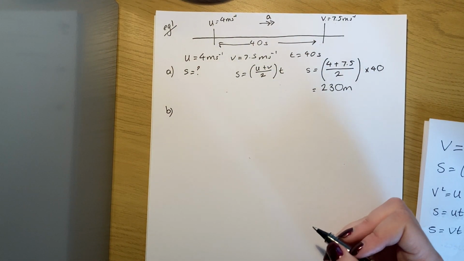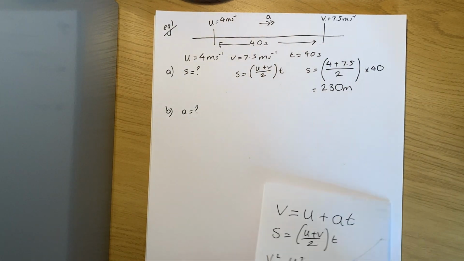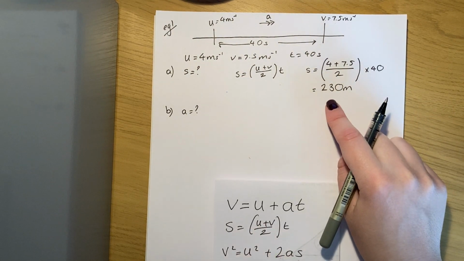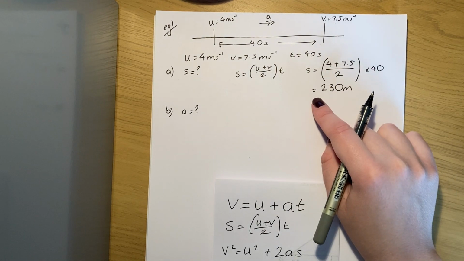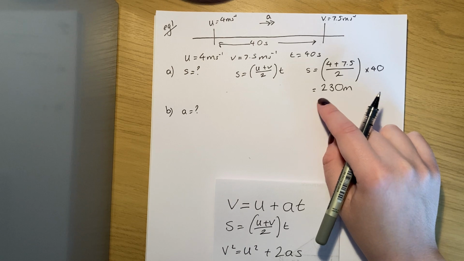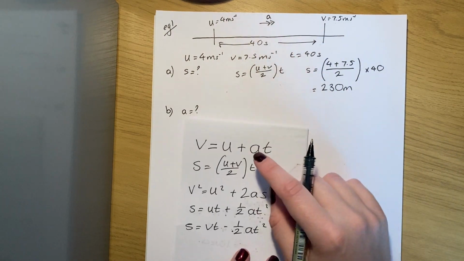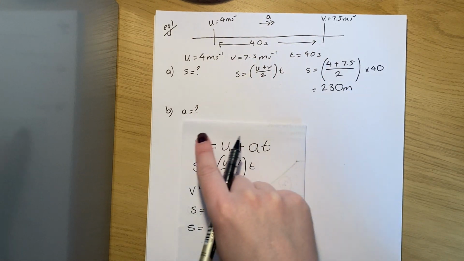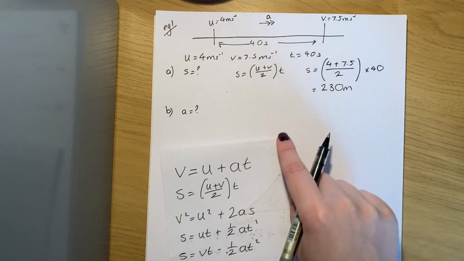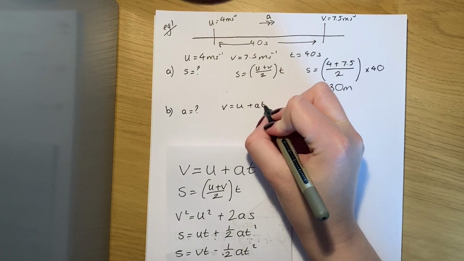Part B, find her acceleration in these 40 seconds. Now, I could use S, because I've now worked it out, but there is a possibility that I've made an error here. So I should always use the ones that are in the question. So I need to find A, and I've got U, V, and T. So I'm going to use this one. V equals U plus AT.